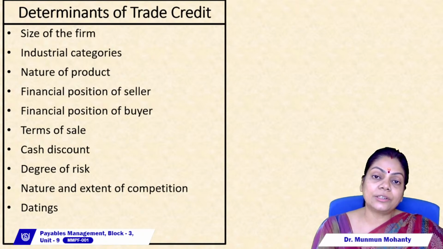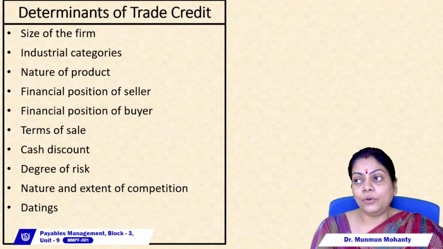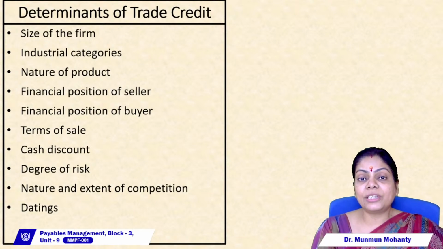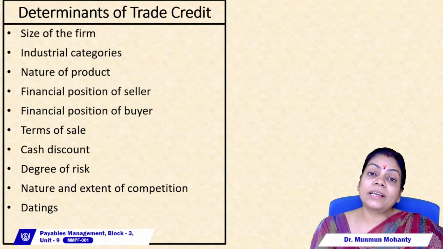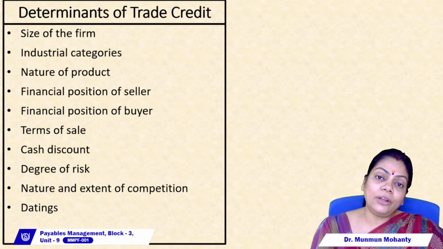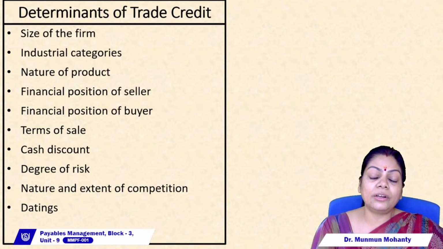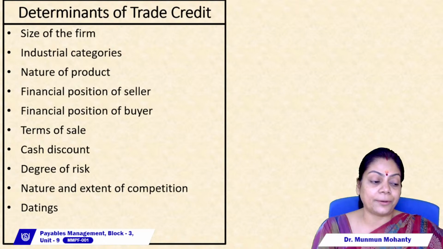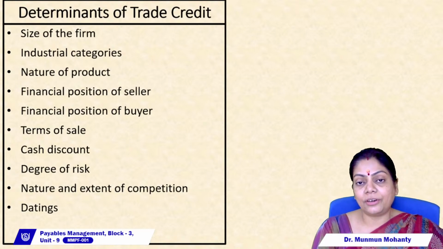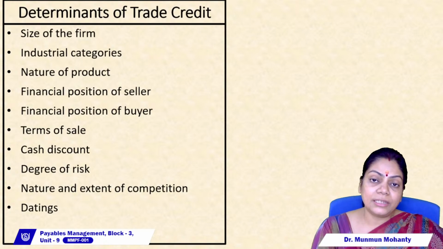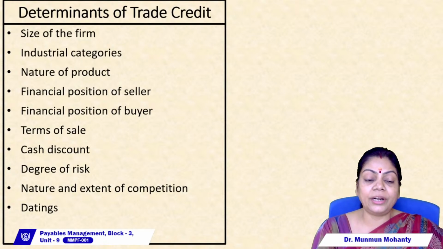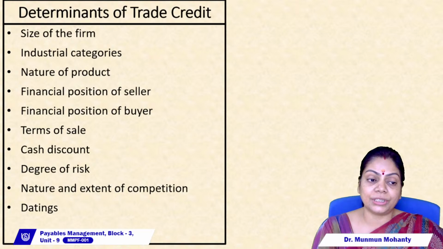Similar is the case of the buyer. If you are on the buying side, and you are a big firm, your financial position is good, then you can obviously extract good credit terms from your supplier. You might not have the requirement, but you can extract the good credit terms from your supplier. So the financial condition of the buyer and seller has a definite impact on the trade credit that is made available to the businesses.